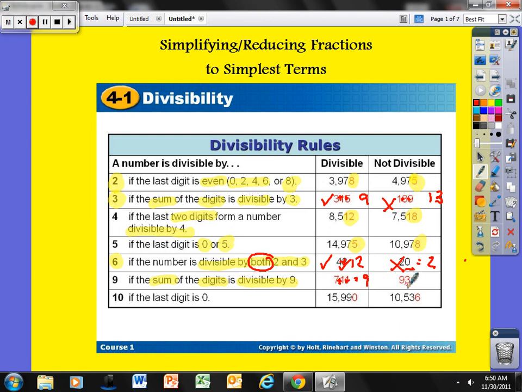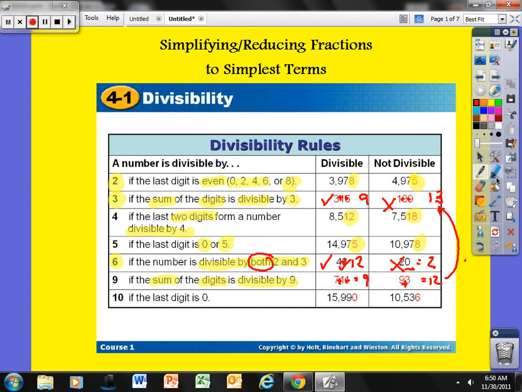I look at 93. I add the digits. 9 plus 3 equals 12. 12 is not a multiple of 9. 9 is not a factor of 12. It will not work for 9. However, because it does equal 12, what number is it divisible by? Let's look at the rule back up here. So digits divisible by 3. Yeah, that would work for 3, but we're not asking for 3, we're working for 9.